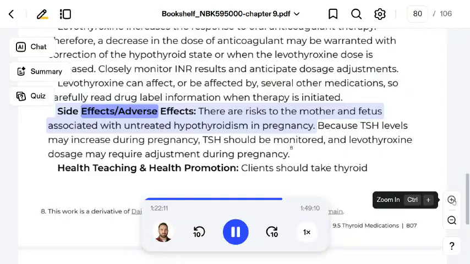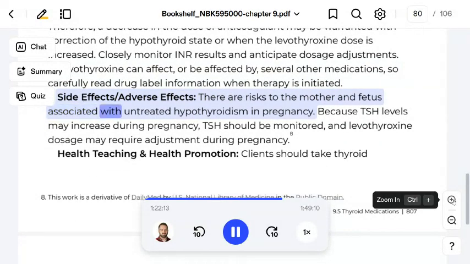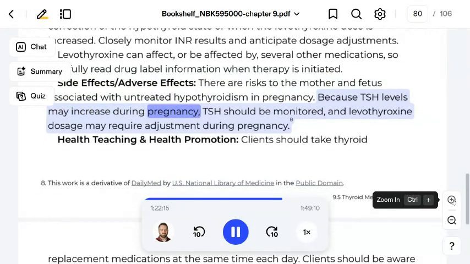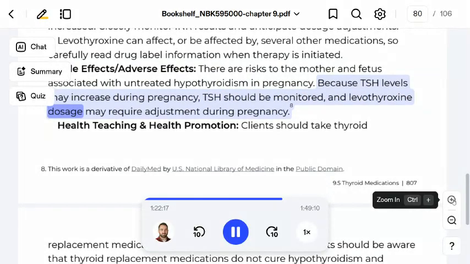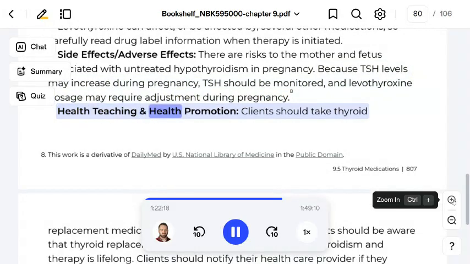Side effects, adverse effects. There are risks to the mother and fetus associated with untreated hypothyroidism in pregnancy. Because TSH levels may increase during pregnancy, TSH should be monitored, and levothyroxine dosage may require adjustment during pregnancy. Health teaching and health promotion.